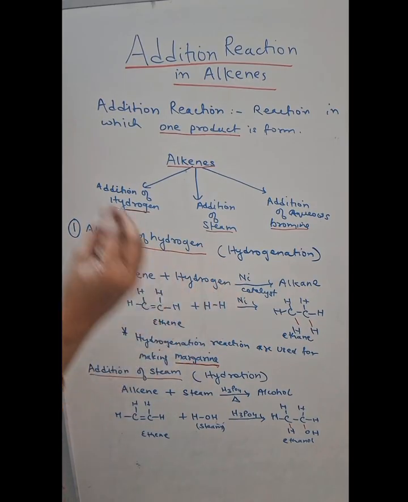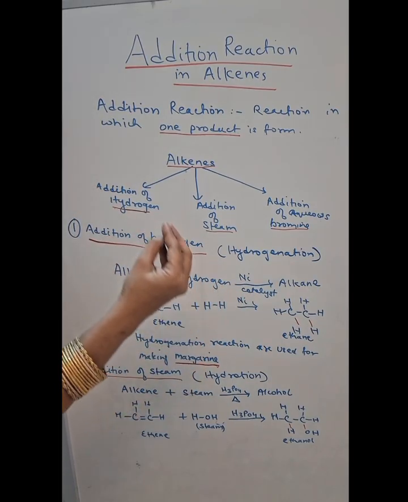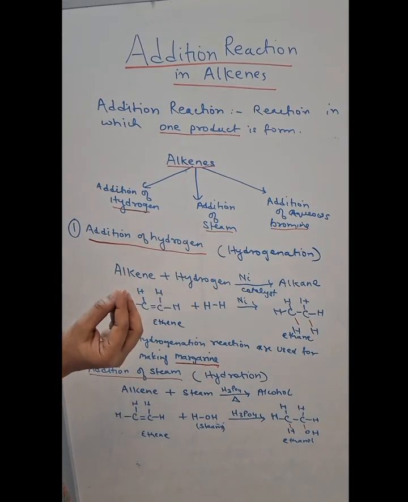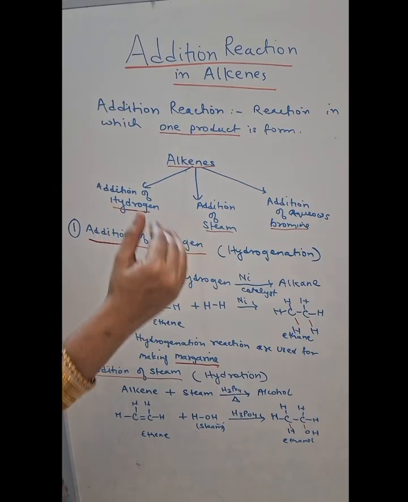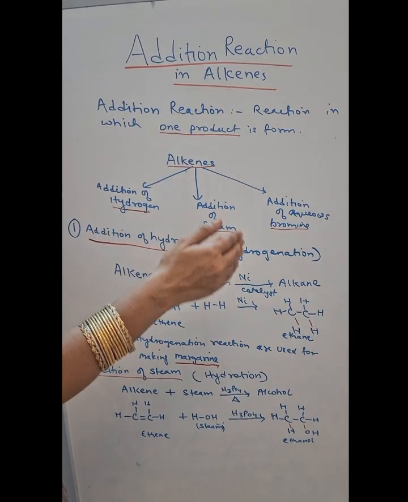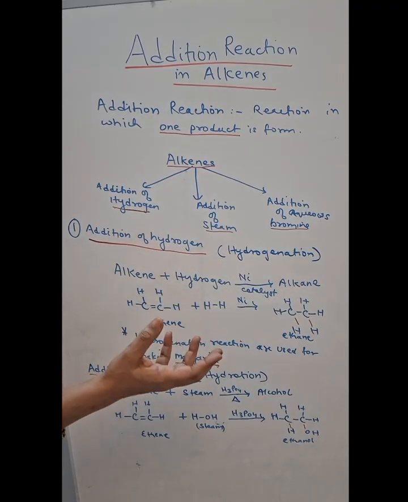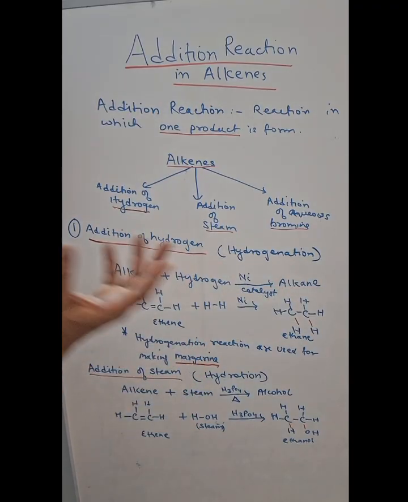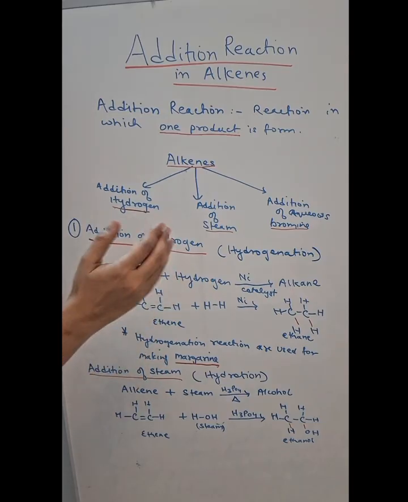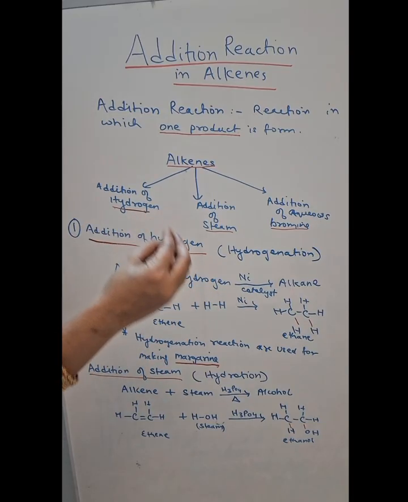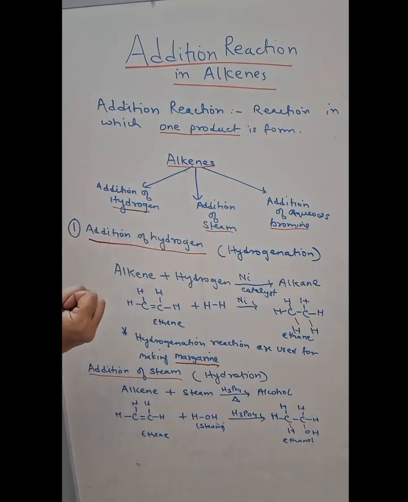What is margarine? Margarine is a vegetable fat. Okay? We make a vegetable fat from a vegetable oil. Okay, and how is it used? Margarine is used as a butter. Margarine is a substitute of butter. So you just understand that we are making butter from the vegetable oil.